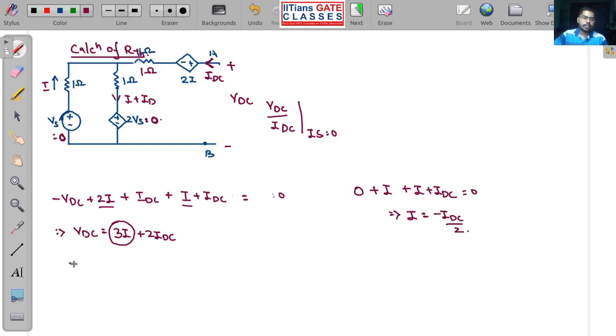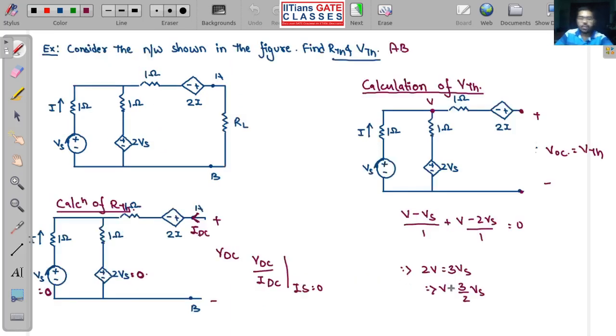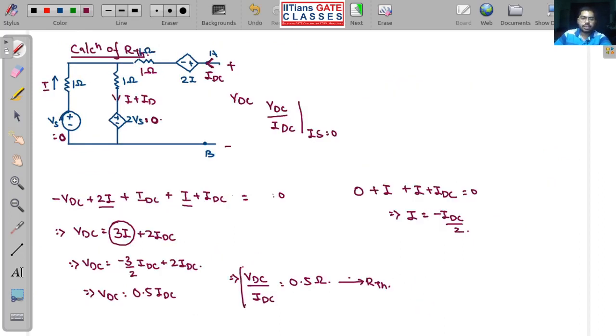So let me replace this value here. VDC is equal to minus 3 by 2 IDC plus 2 IDC. So VDC is equal to 0.5 IDC. So VDC by IDC is equal to 0.5 ohm. So this is the value of RTH. So we have calculated the VTH, this V, and this is my RTH.